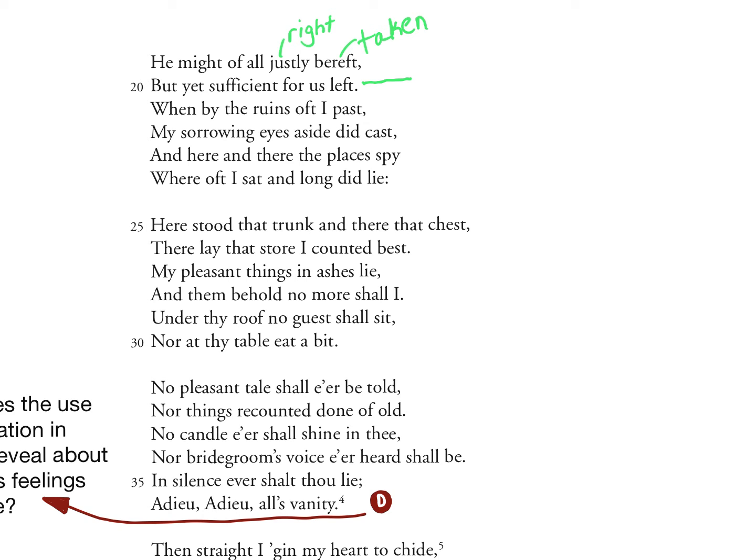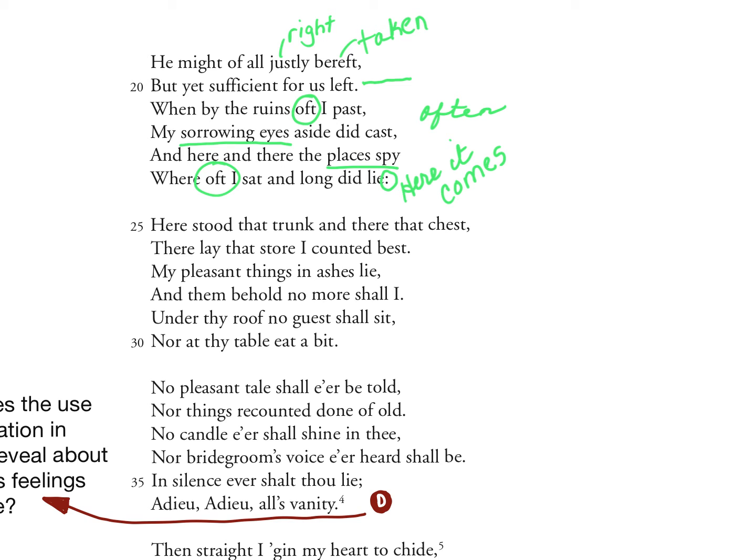But when often I passed the ruins of my house, I still felt sorrow, and my eyes looked to the side and cast upon my house. And here and there I looked at the places. I spied the places where often I sat, or where I long did lie. And a colon always tells you, here it comes. So she says, often I looked at the house, and I looked at the places. I spied the places where I often sat and long did lie. And here it comes, a list of those places, a list of those things that she looked at when she saw the ruins of her house.